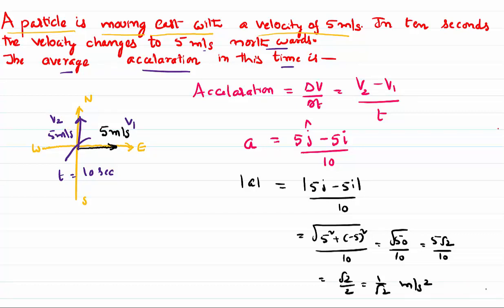Suppose my aim is to know what's the direction in which this acceleration is there. You can see this is in minus i and plus j. This is where minus i is there. This is where the plus j is there. So the acceleration vector will be somewhere in the second quadrant, in between north and west.